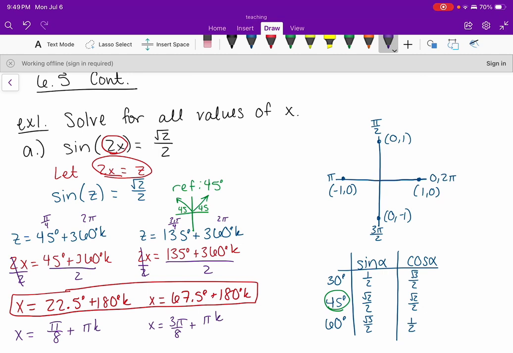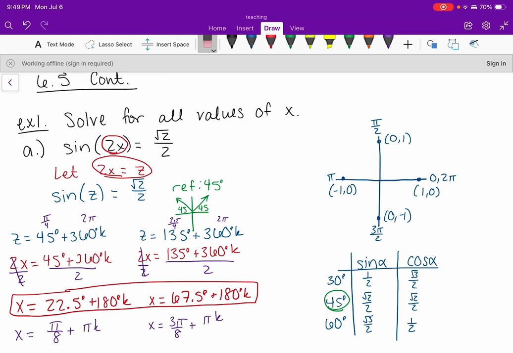So the reason that it wouldn't help us is for instance, if I were to use that identity, what it would give me is 2 sine x cosine x equals square root 2 over 2. Okay, having multiple trig functions like that does not get us any closer to a simple equation. Doing this, right, replacing the 2x with something, does. So you have to be careful about that.